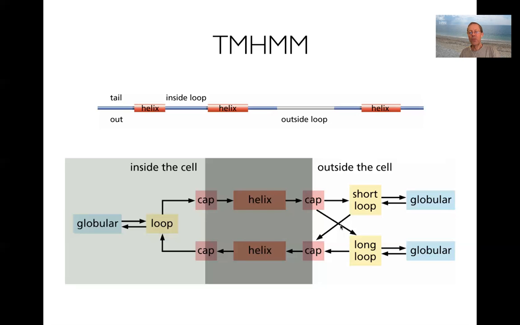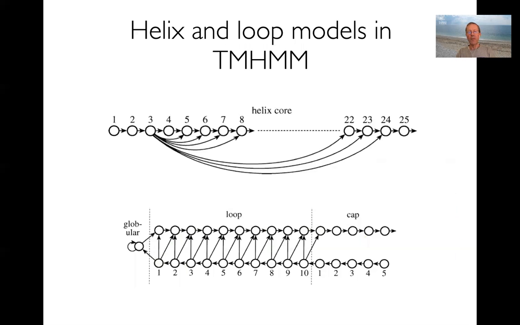And then you have some options here on the outside: short loops and back to the cap, long loop and back to the cap, or short loop and globular, or long loop and globular, and back again. And then back again to the cap. And then you have to go to the helix, and then to the cap, etc. So this was the basic architecture. The core states and these loop states had to be modeled in more detail.